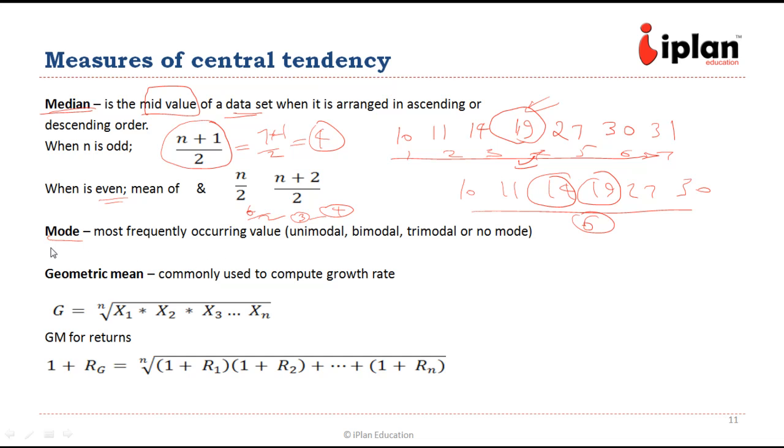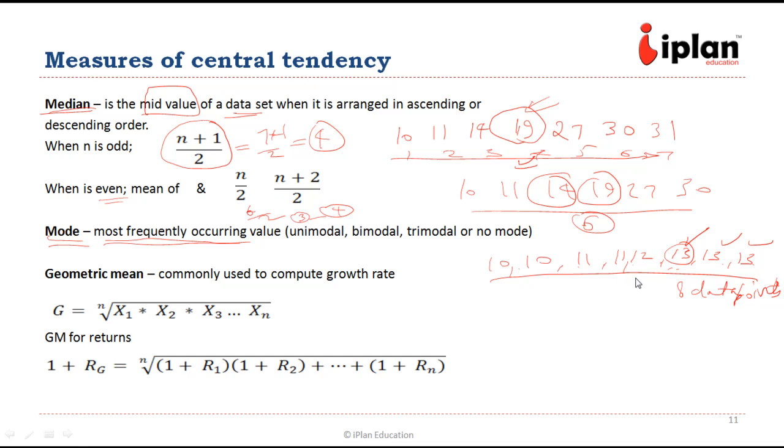Then we have mode. Mode is the value which occurs the maximum number of times, the most frequently occurring value. For example, we take the same age example. Suppose there are students with this kind of age data, 1, 2, 3, 4, 5, 6, 7. We have 8 data points. So 13 should be the mode because 3 students have the age of 13. So the maximum frequency is of 13. So that should be the mode of this data.